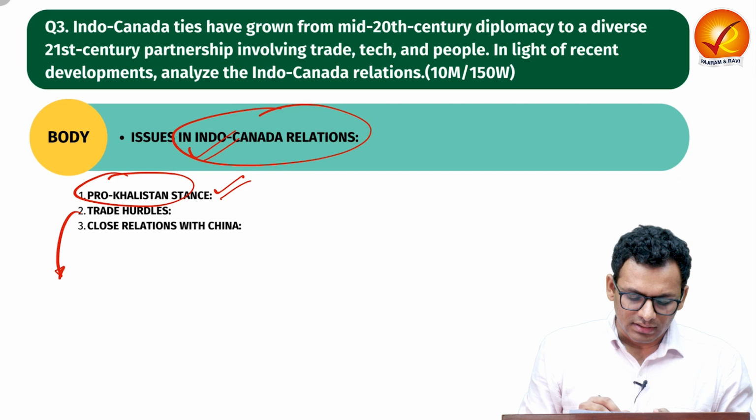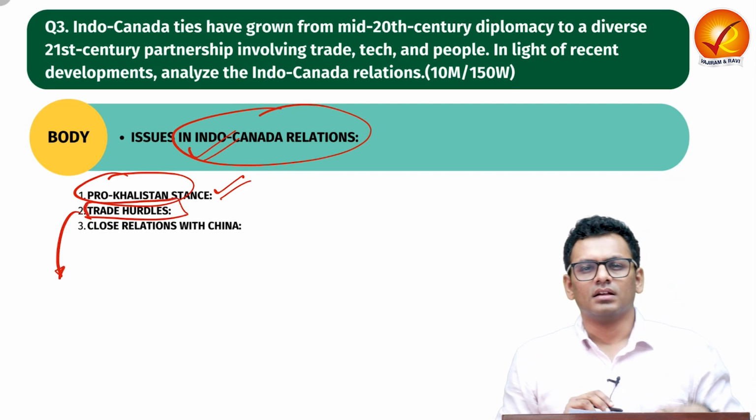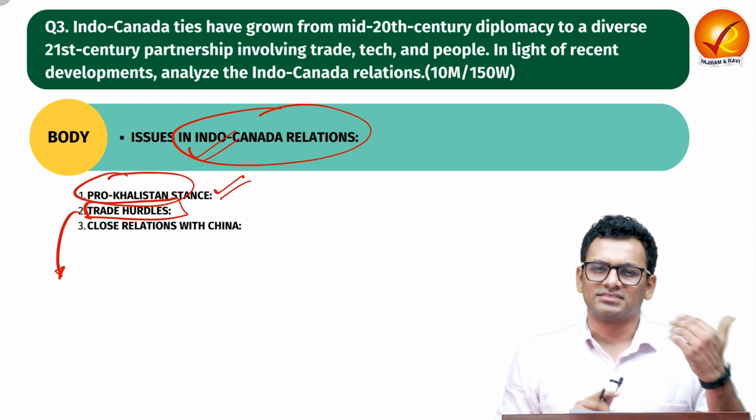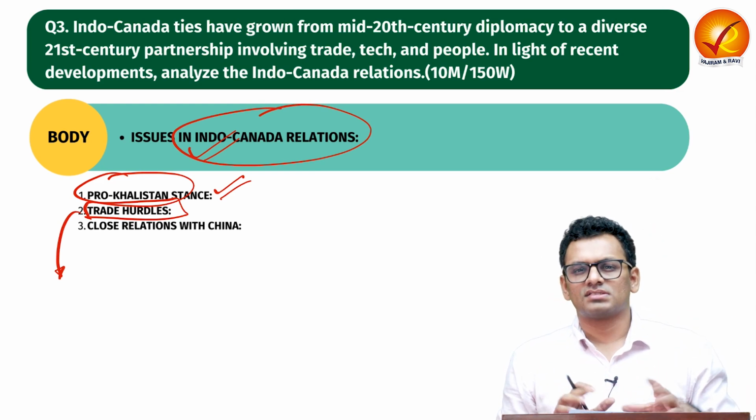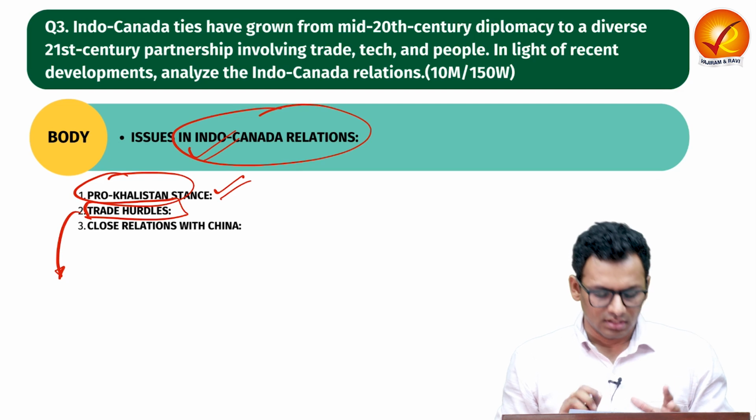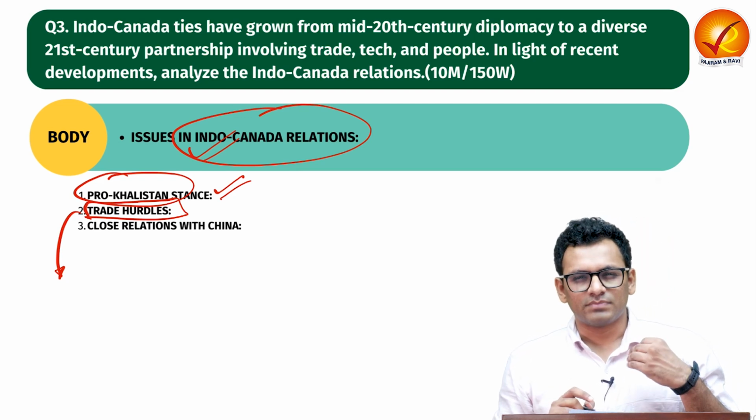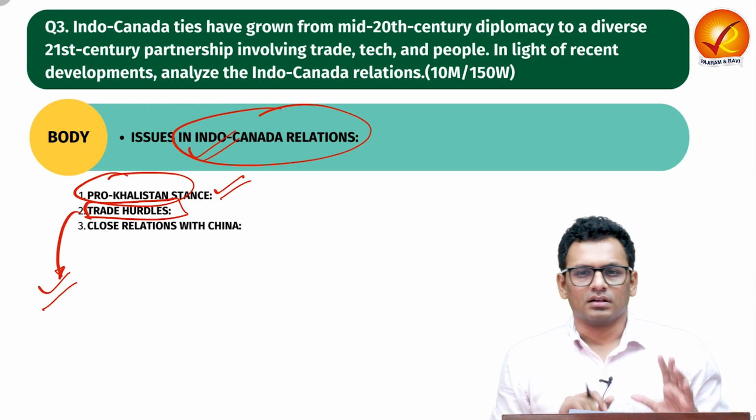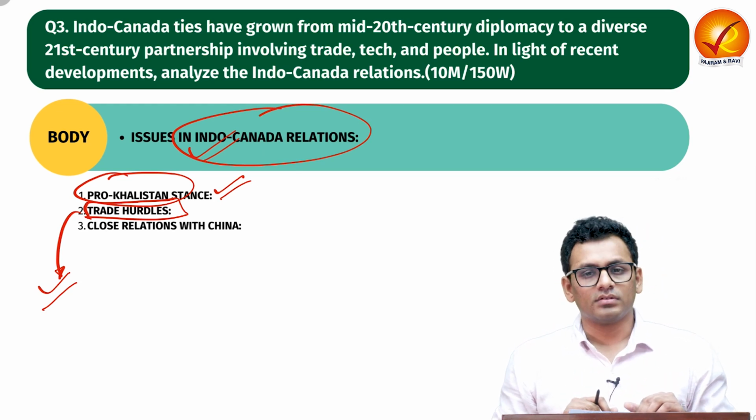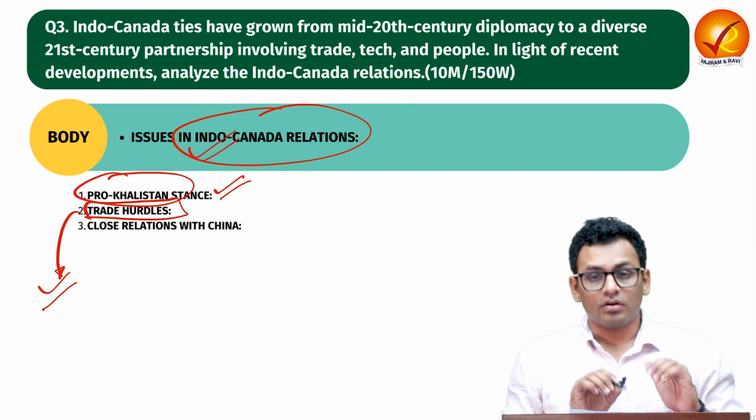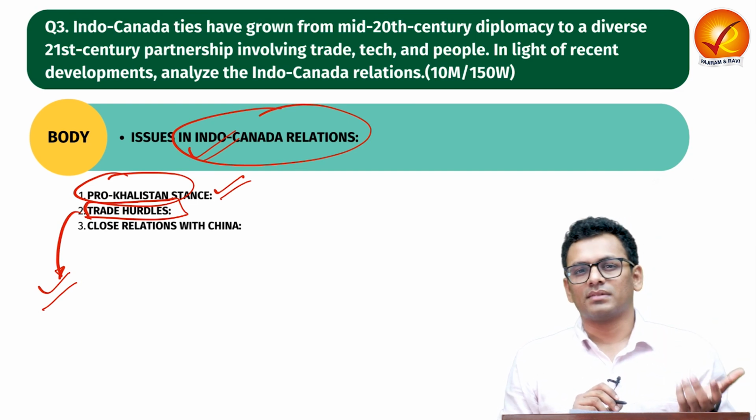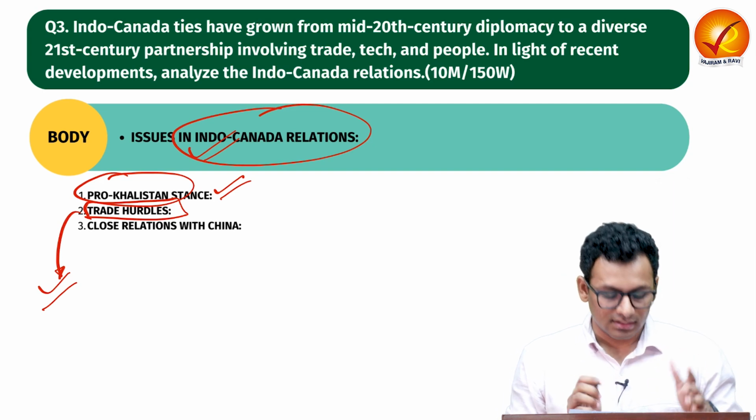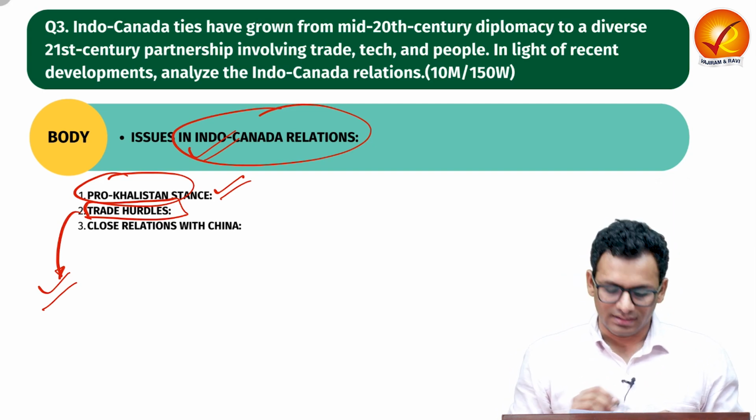In the second point, there are certain trade hurdles as well with respect to agricultural export, import. There are certain regulatory standards that both countries do not have in common. Apart from that, there is also an issue with respect to market access. So trade hurdles is also one of the points when you can talk about issues. Apart from that, you can also talk about certain investment treaties or free trade agreements that India and Canada have not signed. So that is something you can mention in the trade hurdles.